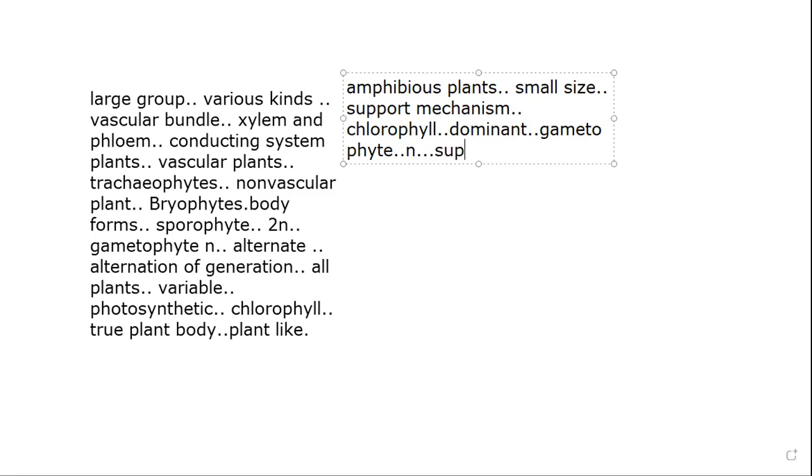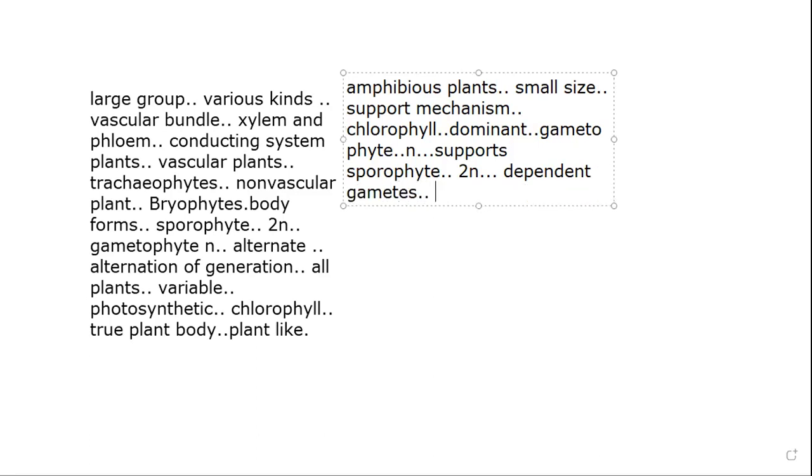It supports the sporophyte generation, which cannot exist independently. The sporophyte generation has 2n number of chromosomes, and it is totally dependent on the gametophyte generation. Inside the gametophyte generation, we see the production of gametes, and inside the sporophyte generation, we see the production of spores.